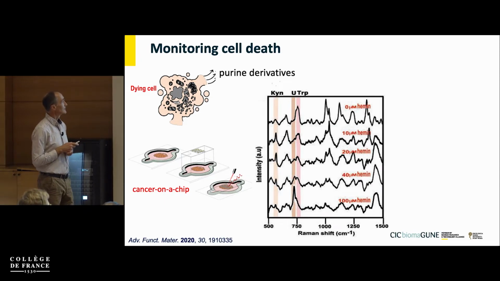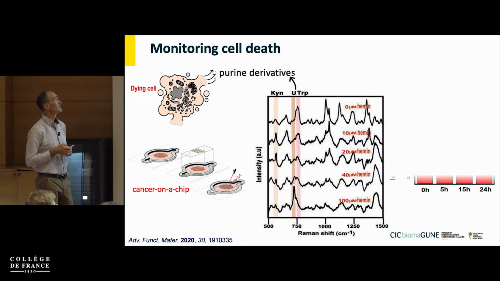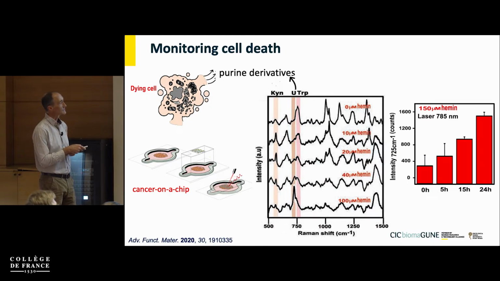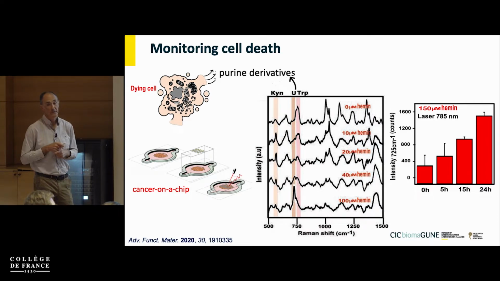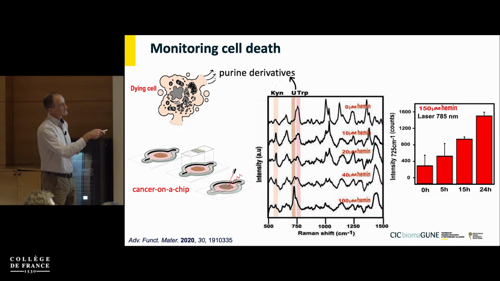By doing this, he was observing not only the conversion of the tryptophan to kynurenine, but also this other peak that initially we did not understand. This is why it was labeled U for unknown. Then it was identified as coming from these purine derivatives, and it was shown that by inducing cell death at different concentrations of hemine, we could observe the increase of the intensity of this peak, and at this rather high concentration, we would also be able to watch the increase of this analyte over time.